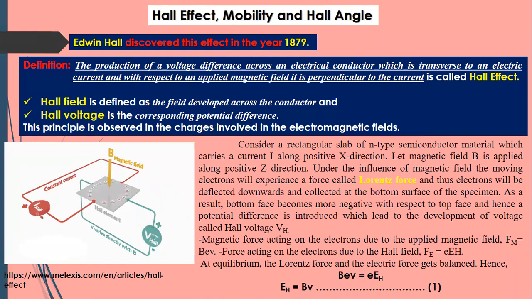So this phenomenon was happening, and as a result, the bottom face becomes more negative with respect to the top face, and hence a potential difference is introduced, and that potential difference we can measure as the Hall voltage.